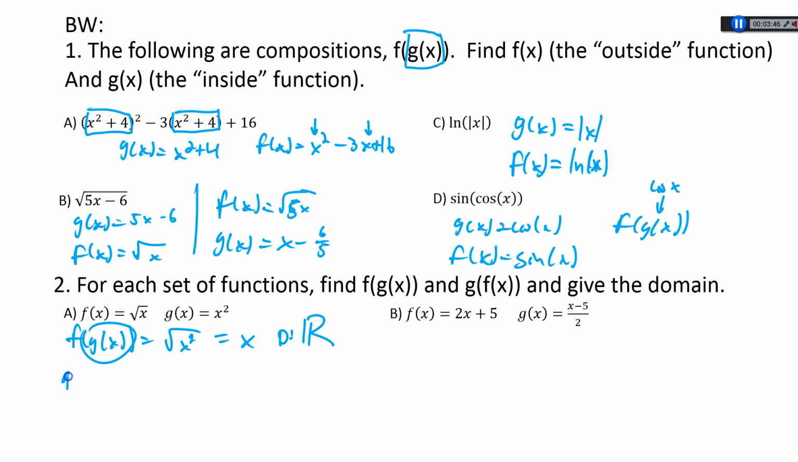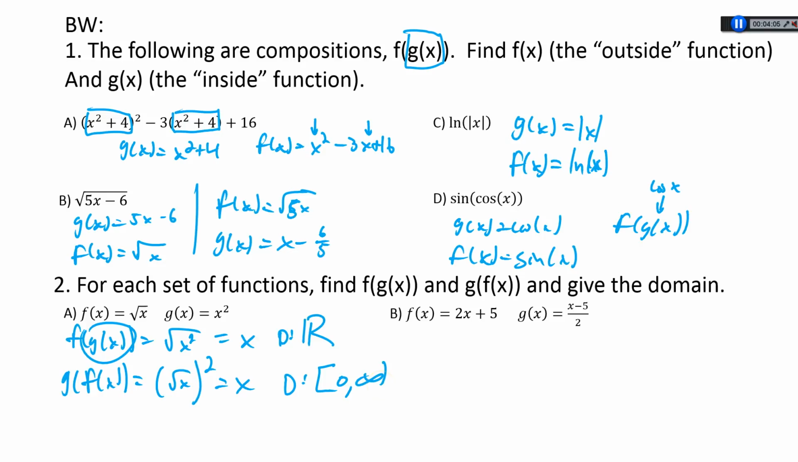The other way around is kind of interesting, g of f of x. So here, I'm going to take the square root of x, and then I'm going to square it. So what do I do first this time? Well, this time, first, I take the square root. I'm only allowed to take the square root of positive numbers. So my domain here is only going to be 0 to infinity, but this is still x.